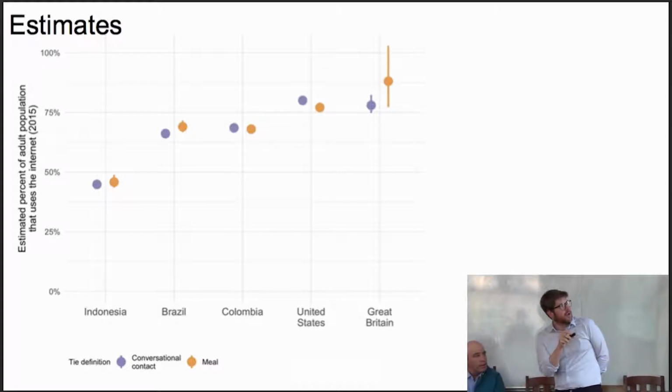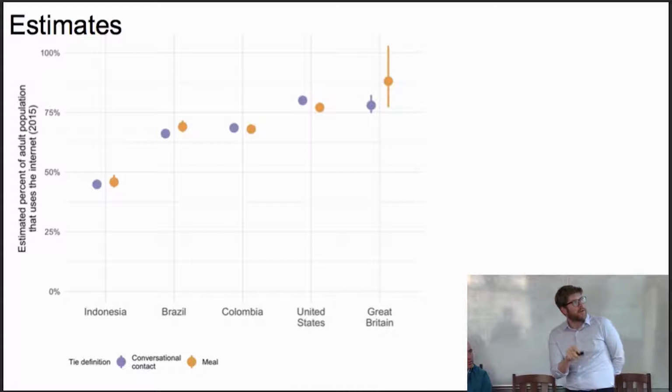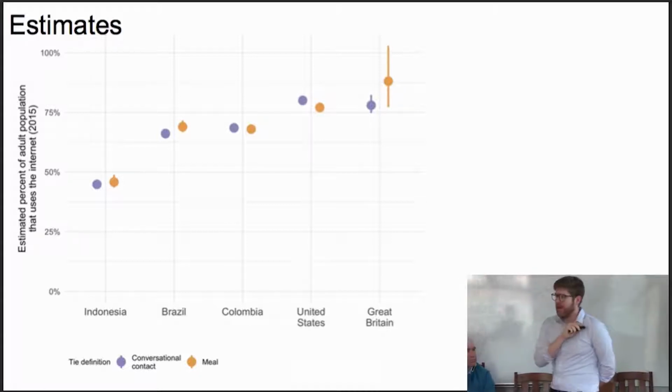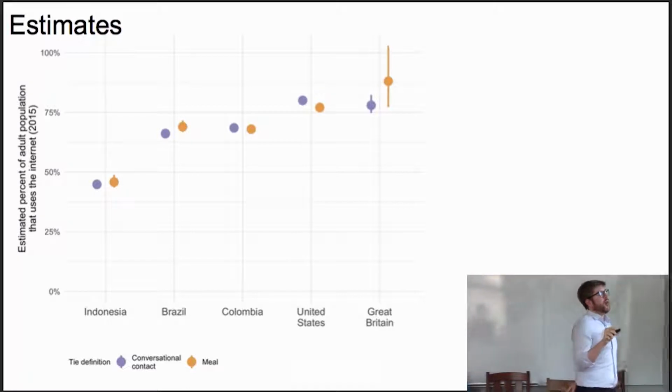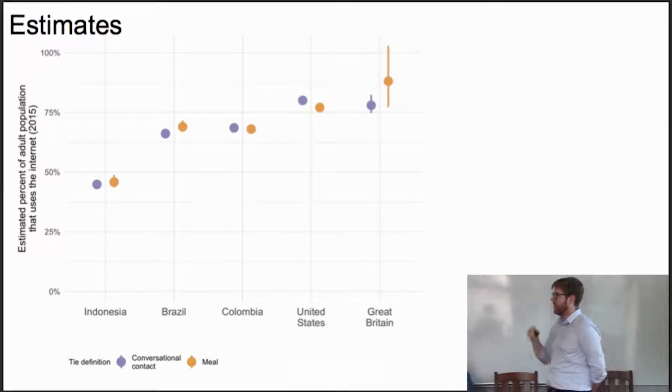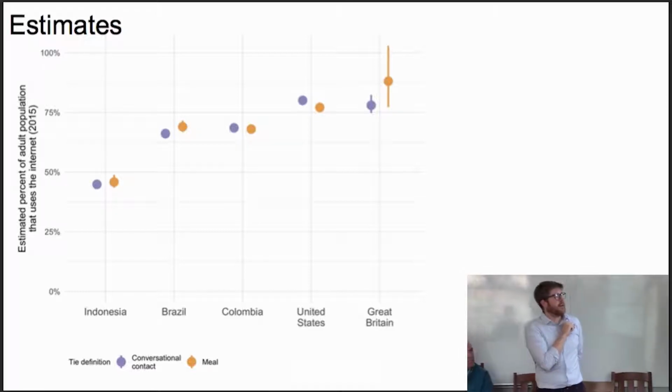This is Indonesia, Brazil, Colombia, the US, and Great Britain. Sampling uncertainty is bigger in Great Britain because the sample is smaller. You can see that these are plausible in the sense that if we looked at GDP or something, this is the order that we would expect to see these data sets in.